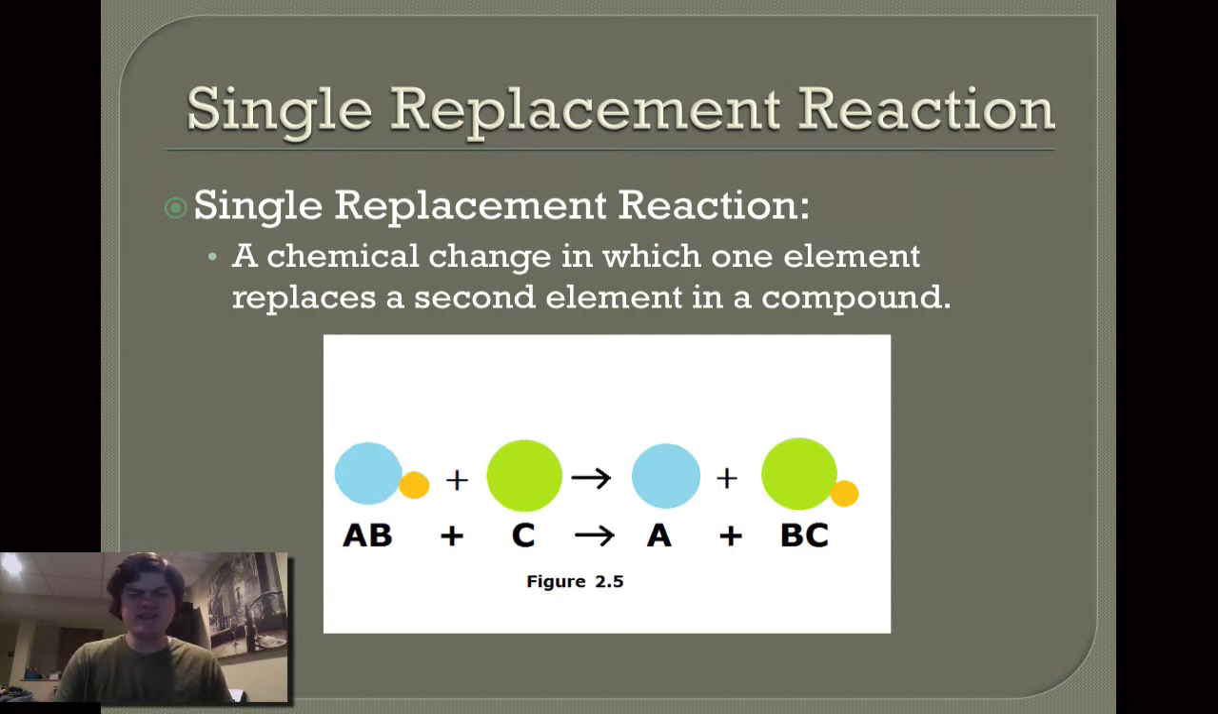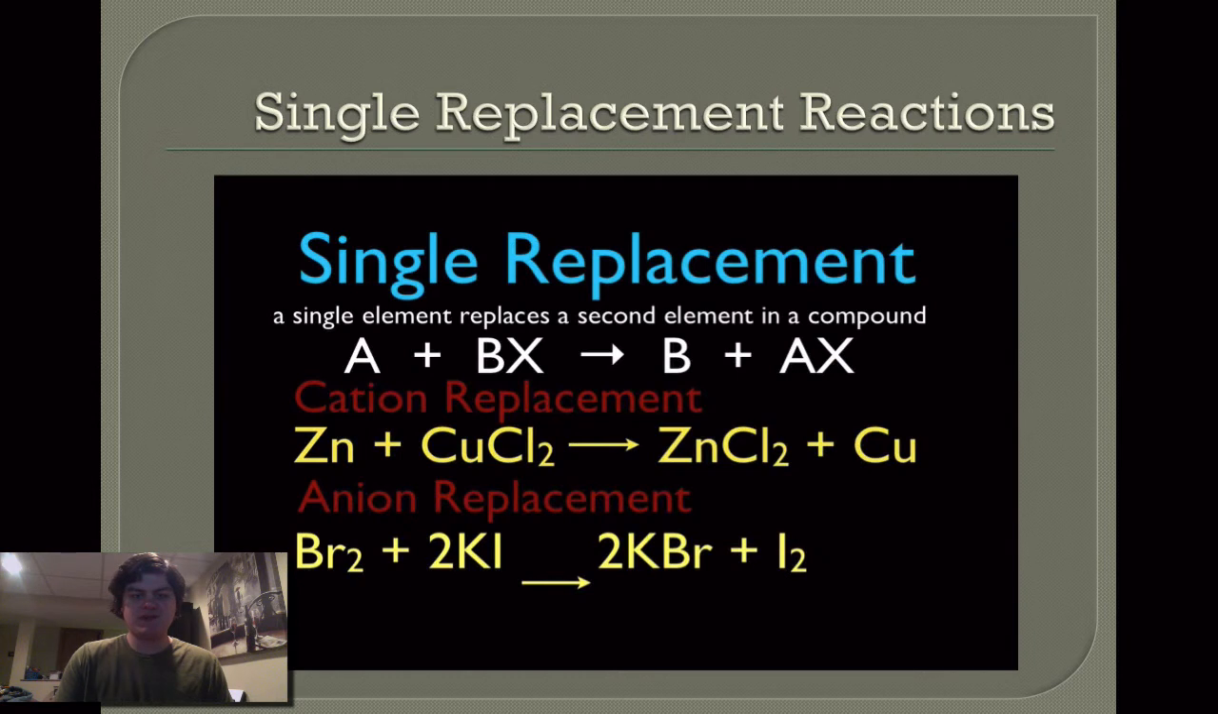You can think of this like two people at a dance, and then a third person comes and cuts in and starts dancing with one of those people who were previously in the couple. That is a single replacement reaction. All right, so again, here is an example. We have A plus BX yields B plus AX. So again, a single element coming in and replacing an element found in a compound.